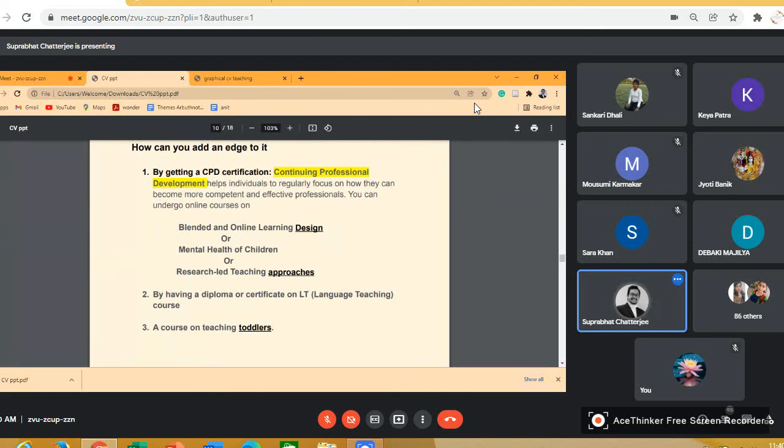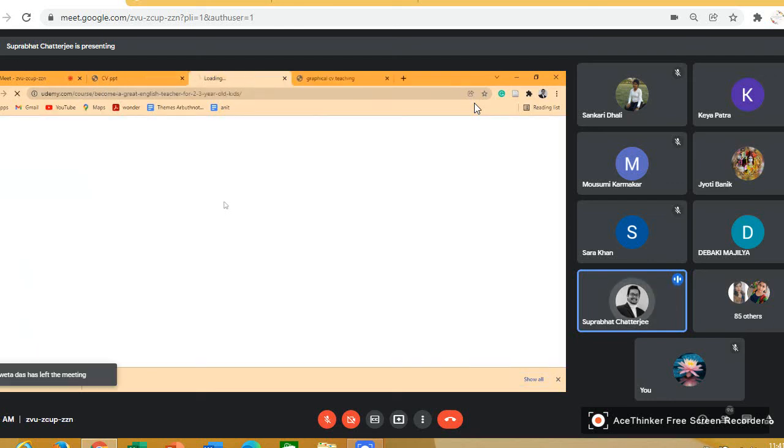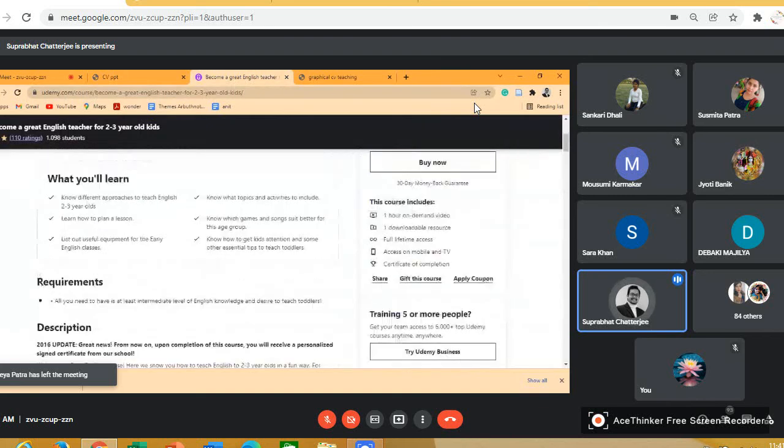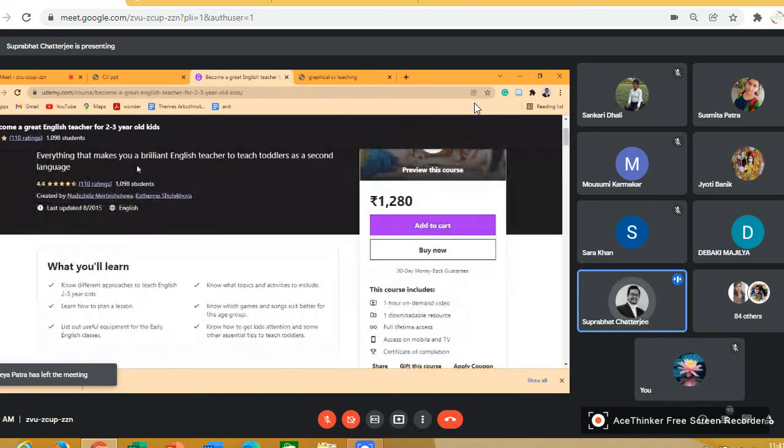opt for this. Ingreji and Bangla will be there for the primary and upper primary students. You can also have a course on teaching the toddlers. There is a particular course, I'm just showing you, but I'm not telling you to do this, just giving you a hint. So let this site open first. Yes, it is. So here you see, you get the information, everything that makes you a brilliant English teacher to teach toddlers as a second language. So teaching English as a second language to a specific group of students, the toddlers.